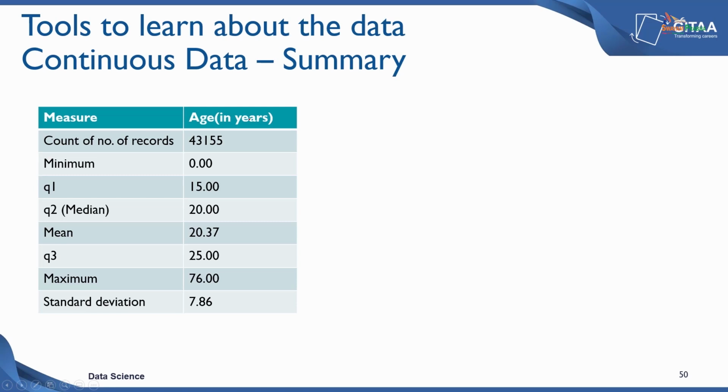So the age is a continuous variable. It can take discrete values. The way we have computed it, it cannot take a fraction, but it can take a discrete value. And again, we have 43,000 records. The first thing that we notice is that the minimum is 0, maximum is 76, and the standard deviation is 7.86.